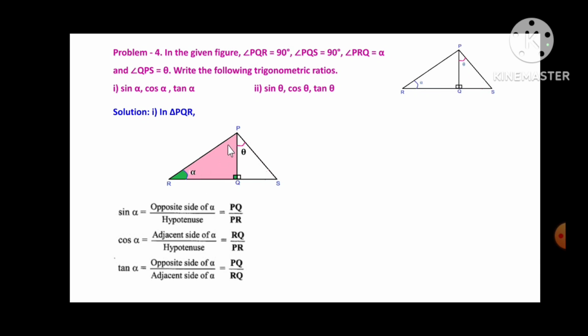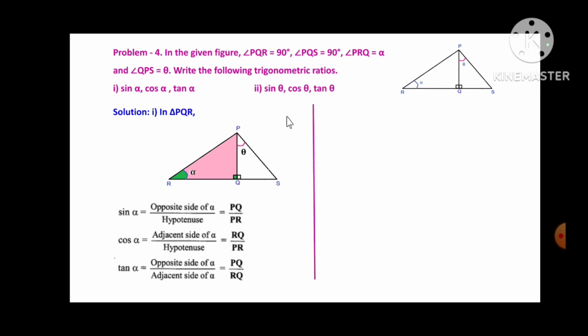Here, first of all, we consider this triangle shown with pink color, and angle here is alpha. So sin alpha is opposite side upon hypotenuse. Opposite side is this PQ, and hypotenuse is PR, PQ upon PR. And cos alpha, that is adjacent side of alpha upon hypotenuse. The adjacent side is this QR, or you may say RQ, upon PR. And tan alpha, opposite side of alpha upon adjacent side of alpha. Opposite side is this PQ, and adjacent is this QR or RQ. So you will get PQ upon RQ.